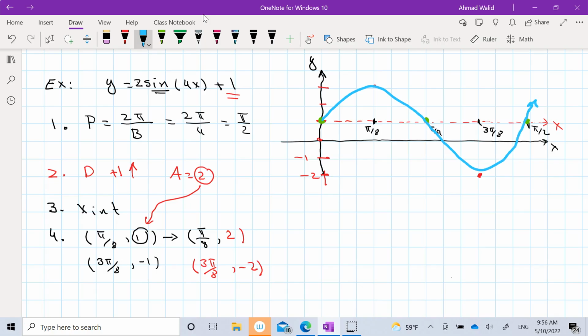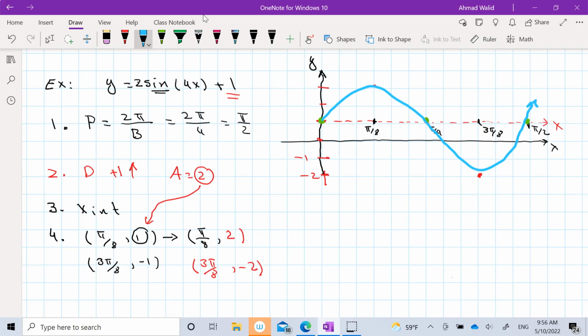That will be the graph of y equals 2 sine 4x plus 1. We do the same way for cosine, correct? You can graph cosine also like this. It's not difficult. Just find the period, follow this 4-step, do your vertical shift, find the x-intercepts.